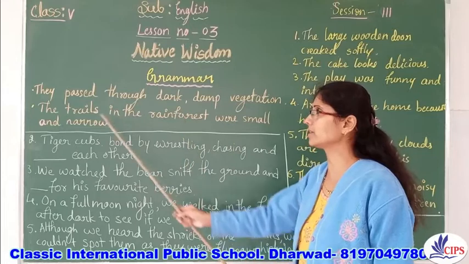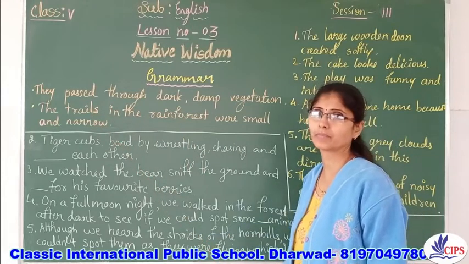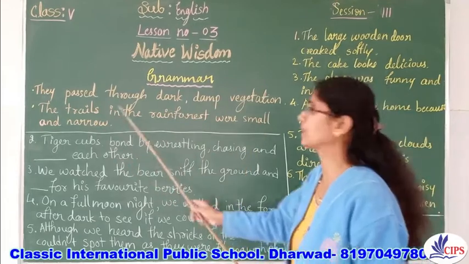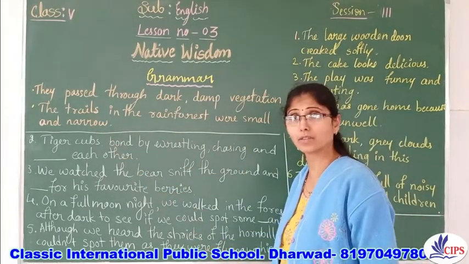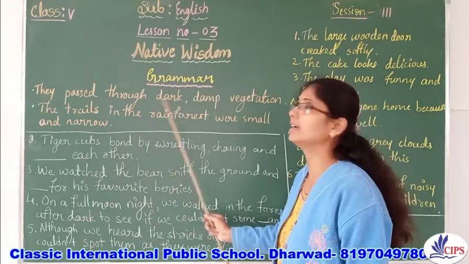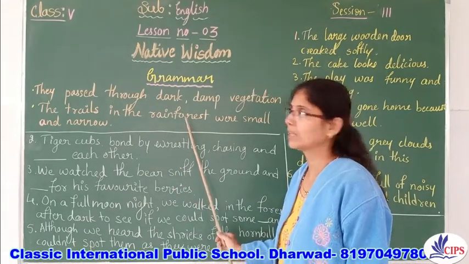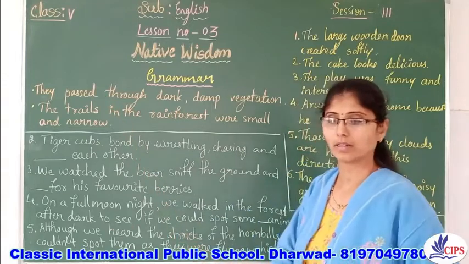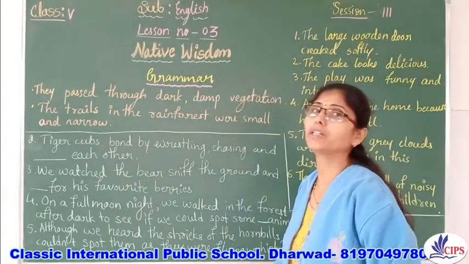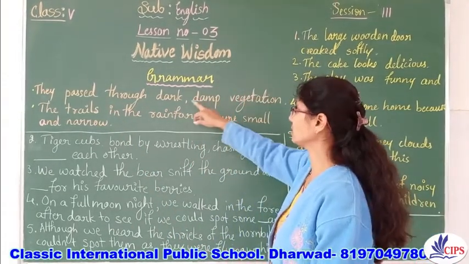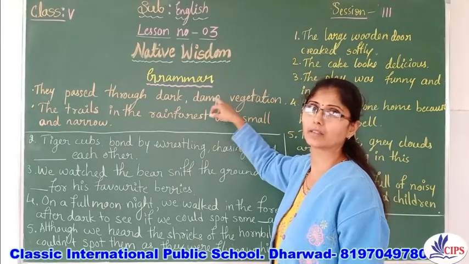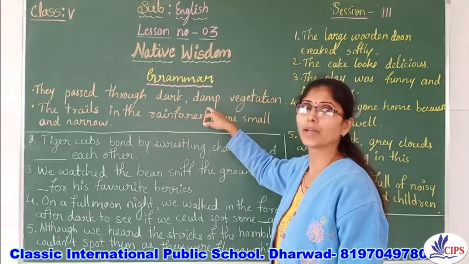About rainforest or about trails? Observe very properly. Narrow and small words belong to trails. Where are those actually? Those are in the rainforest. Observe here, children. In this sentence, these adjectives appear before the noun, so those are attributive adjectives.